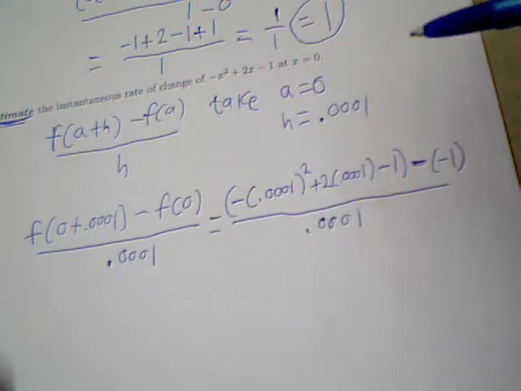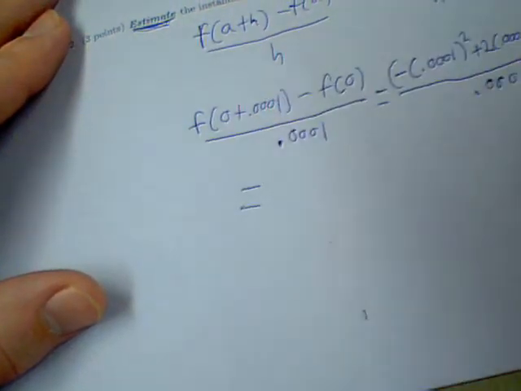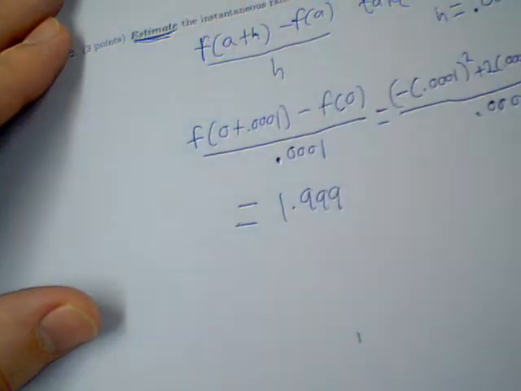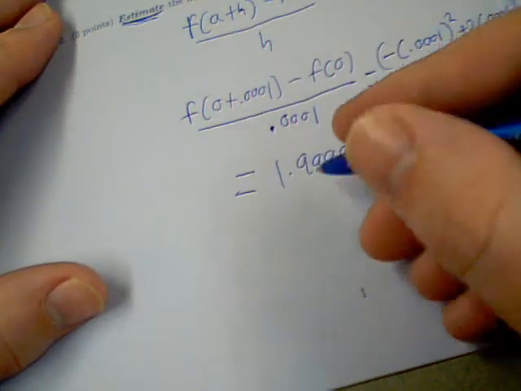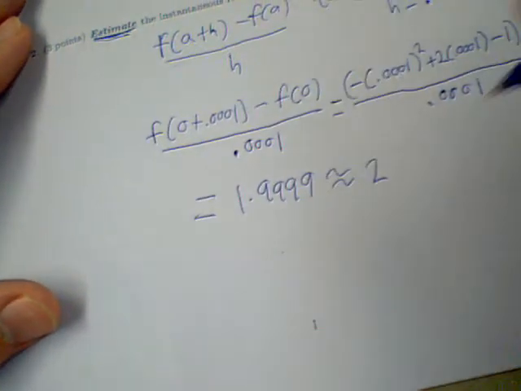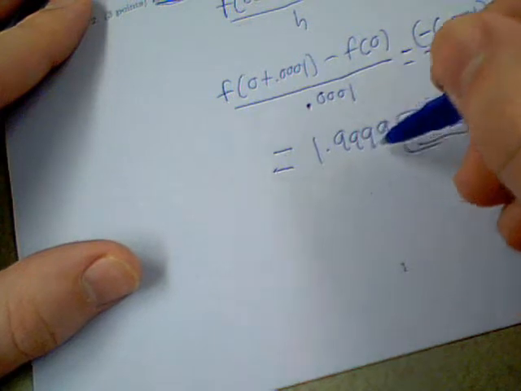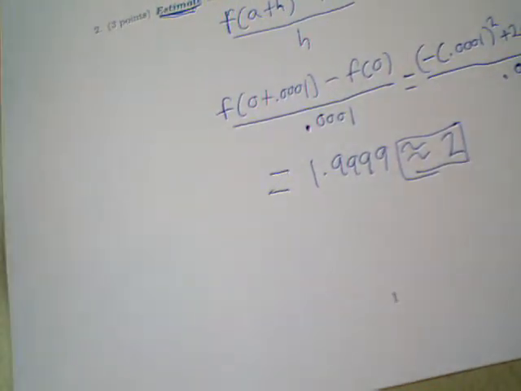So this is what you needed to do, and once you plug all this in, you're going to get something like 1.999. It might have been another 9, I think. Well, that's going to be approximately 2. So I'm going to estimate this is probably 2. You could have left it as this as well. It's only an approximation, so close enough.